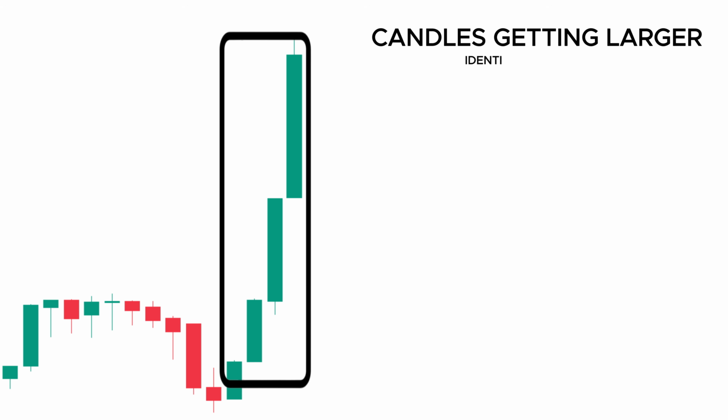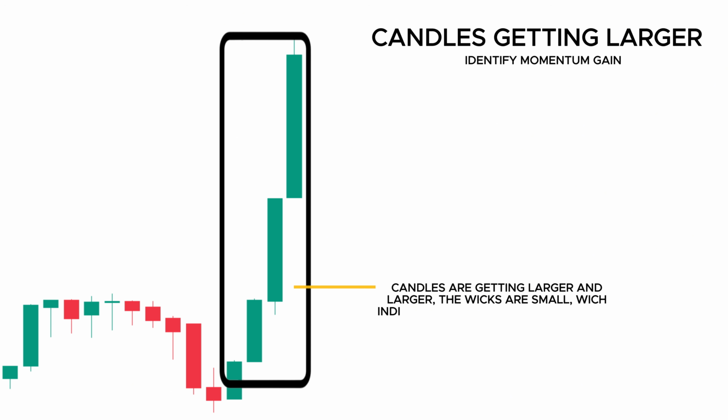Another great way to identify momentum gain is candles growing in size in an upward or downward trend. Notice how each candle is getting larger and larger. The wicks are getting small. Notice how these candles represent a bullish momentum.